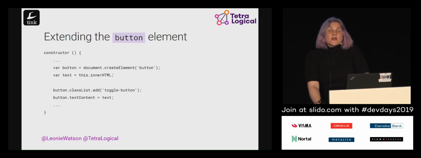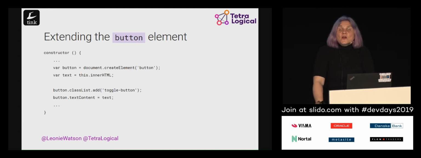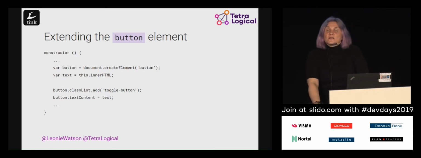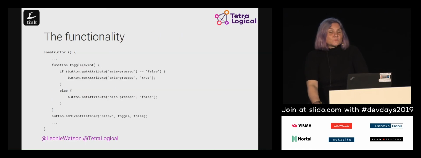So we can extend that and then into our constructor. We just add in the code to create a button element. We'll take the text from inside the toggle element as it's written into the HTML, and then we'll create our toggle button on the page. We'll instantiate it on the page.